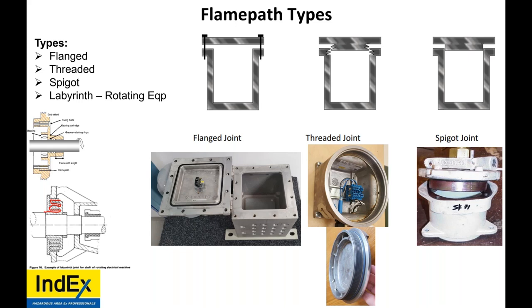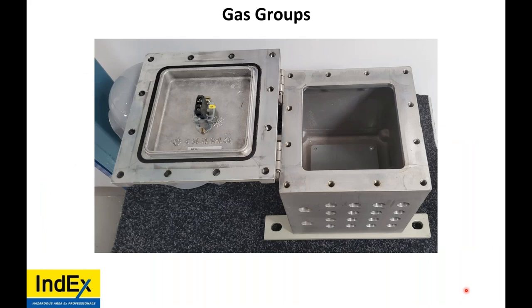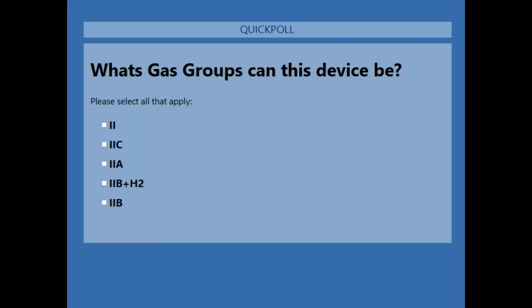Now, when we look at this device, this is a flange type device. We'll ask the question, what gas groups can this device be? So this is a hinge type flange EXD enclosure. Multiple answers. About 50% voting. About 70%, give it another 20 seconds.